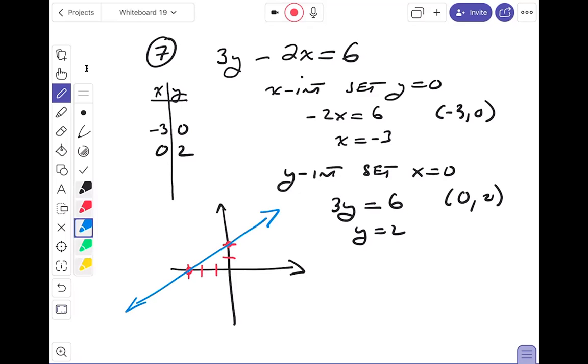All right, look at the key. We'll talk about using technology later. And let's see if they got those points down. And this is number 7, right? Minus 3, 0. I'm seeing it, and I'm seeing 0, 2. And they're clearly identifying those as x and y intercepts. Let's go to number 8.